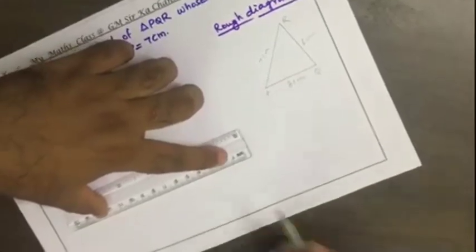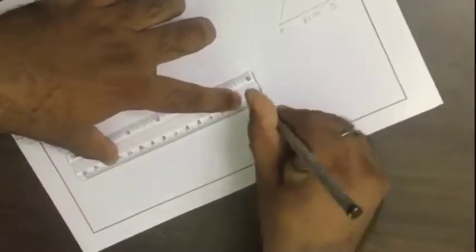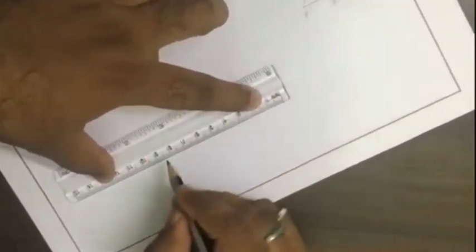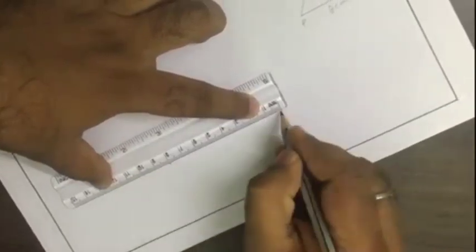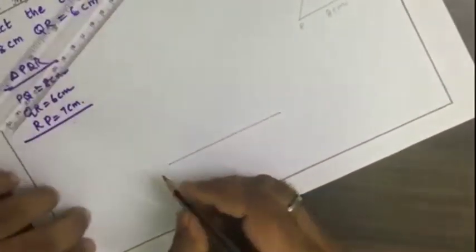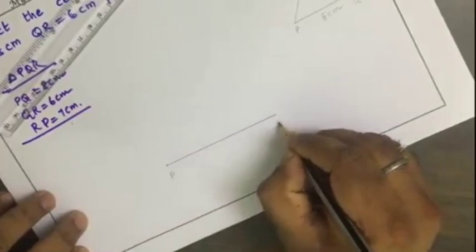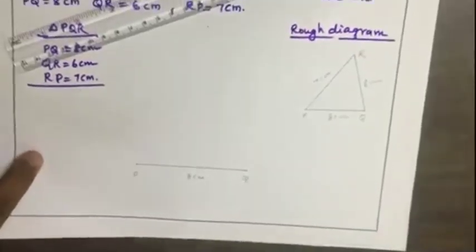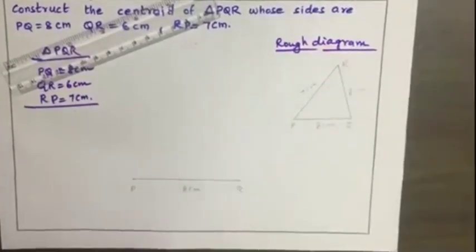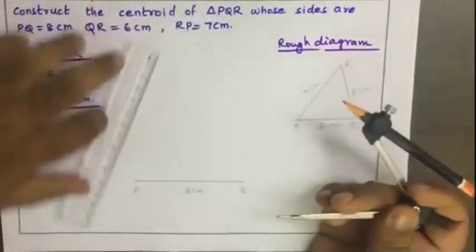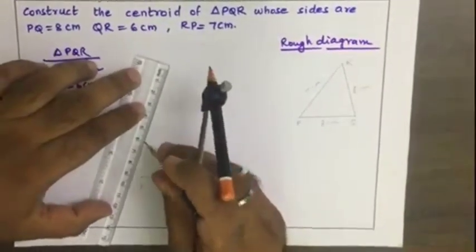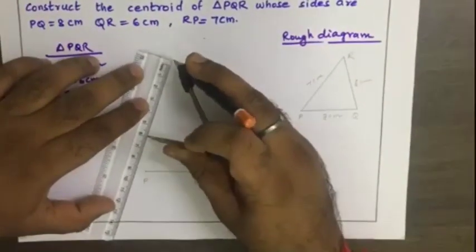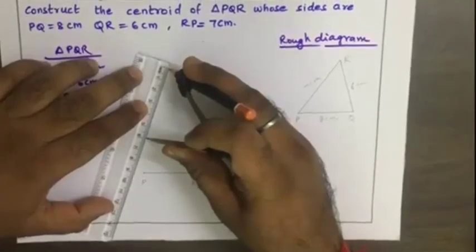Next, draw the main diagram. First, what is the value of PQ? It is 8 cm. Now draw a straight line PQ equal to 8 cm. Second, QR is 6 cm. Now take the compass and measure 6 cm.